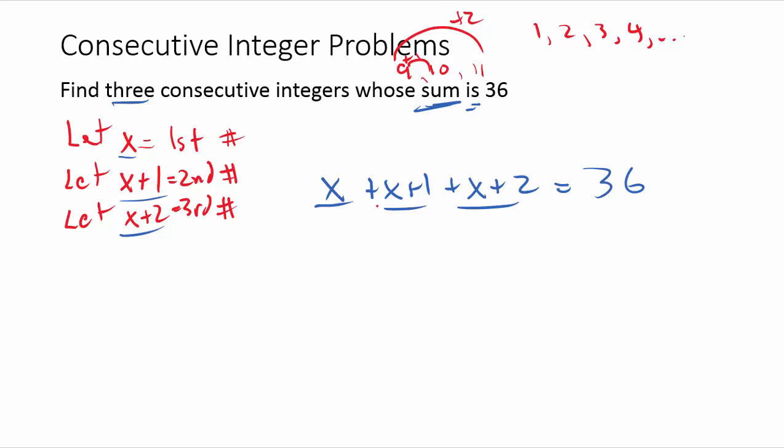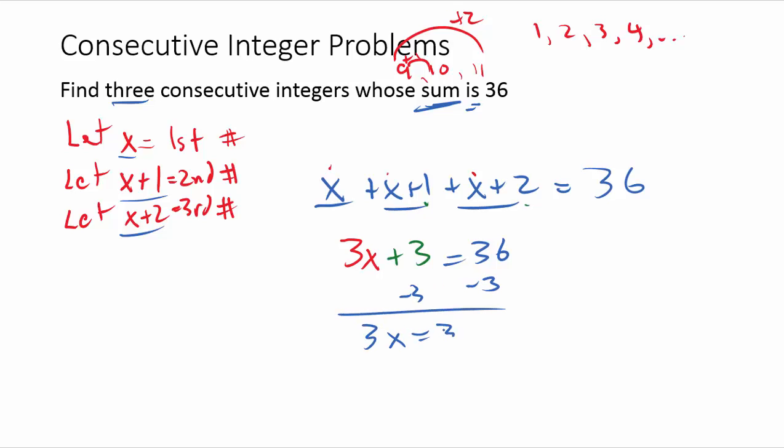And now from here, it's just going to be a case of combining like terms and simplifying. So in this case, I have 1, 2, 3 x's that I can combine to be a 3x. So 1x plus 1x plus 1x is 3x. And then if I look at the numbers here, I've got a 1 and a 2. I can combine those like terms and make that a plus 3 equals 36. And now this is just your basic 2-step equation to solve. So we'll subtract 3 on both sides. That'll give me 3x is equal to 33. And then if we divide by 3 on both sides, we should get x equals 11.